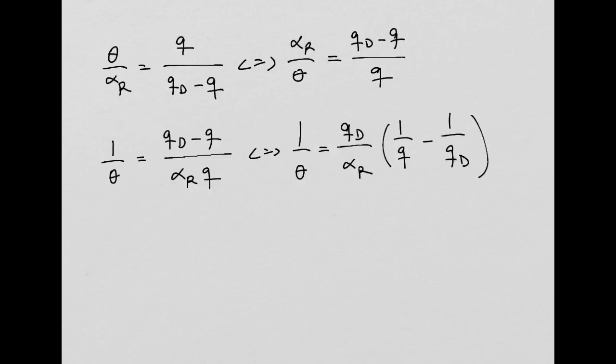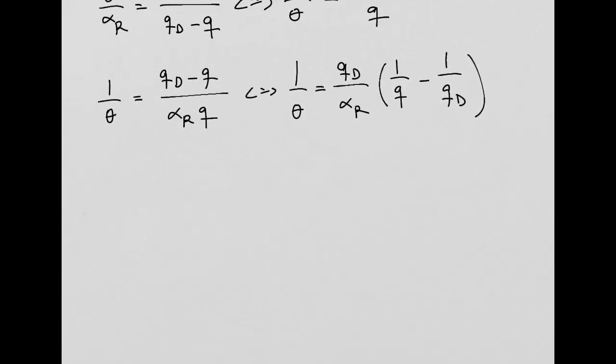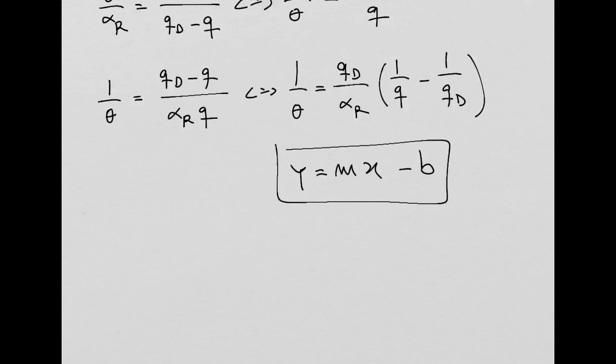Which is an equation that you are familiar with. Look, if you consider the left-hand side your y, you are going to have a slope m times 1 over q minus b. If you say this 1 over q is your x, this is the equation of a line, isn't it? Yeah?